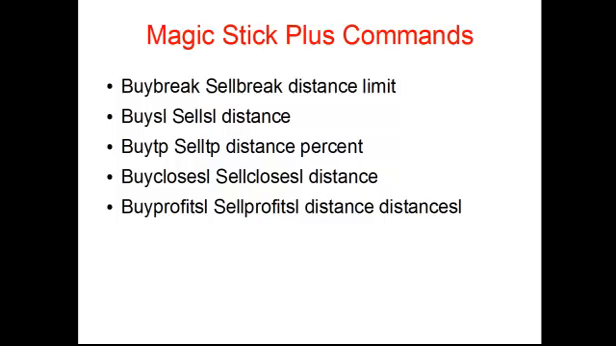Same thing with the buy SL and sell SL command. These are your stop loss levels. You can make it so it's a distance from the line. So if you put buy SL 10, that means you're looking for a hit 10 pips above the line that you draw. Buy TP, sell TP works the exact opposite of the stop loss.